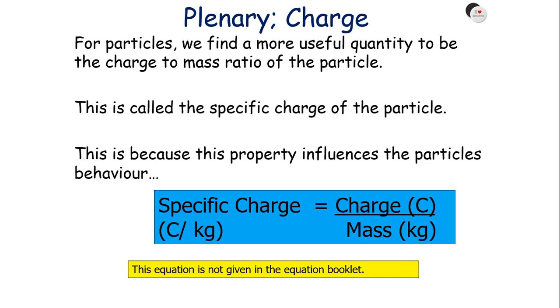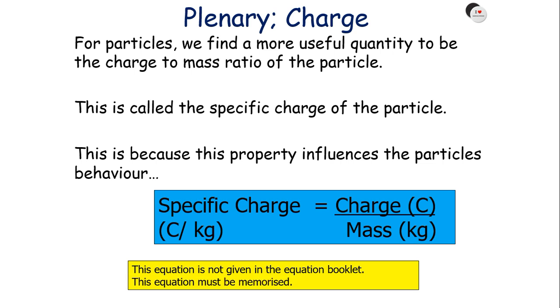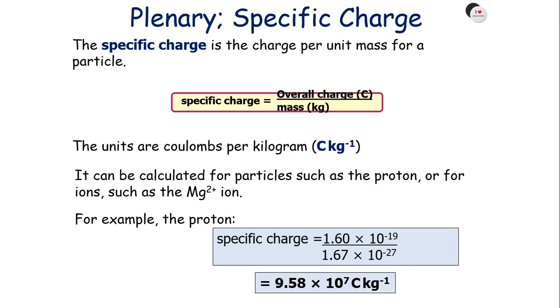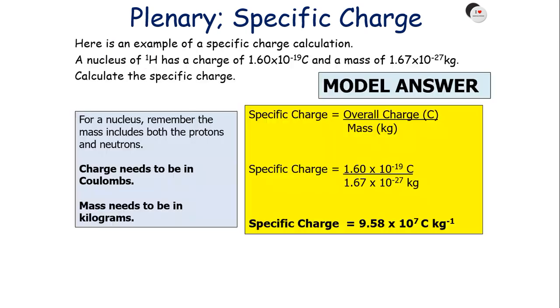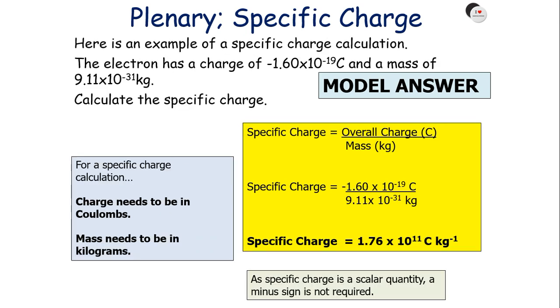But this is not given to you. You've got to memorize this particular equation, so you've got to just learn this off by heart. There is an example of carrying this out. You will notice that you need to place your charge in coulombs and your mass in kilograms and work it through like that. So our charge has been placed in coulombs, our mass has been placed in kilograms, so you can work it through like so. Always remember to have your charge in coulombs and your mass in kilograms.